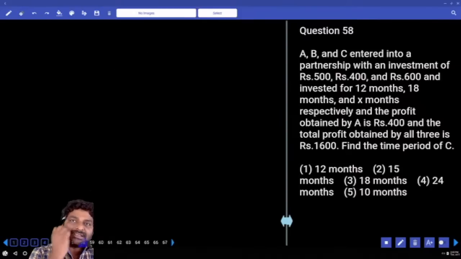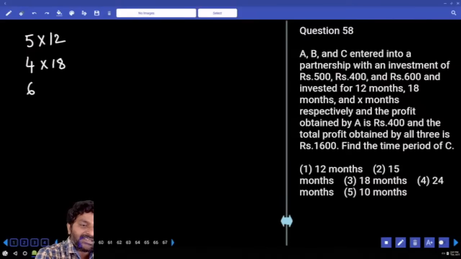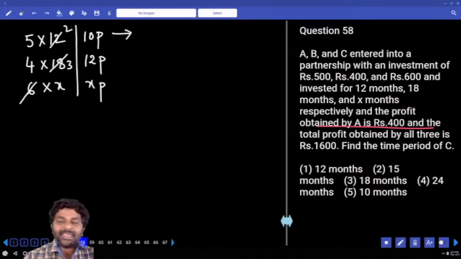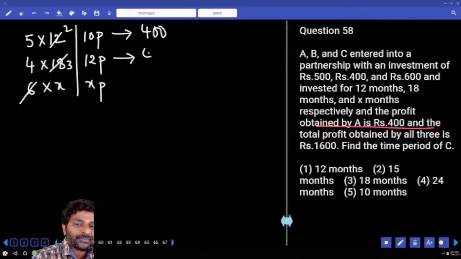Okay. Investments are having two zeros common. 5, 4, 6. A is there for 12, B is there for 18, C is there for X. Now 6 is 3 times 2 times. This is 10 parts, 12 parts, and then X parts, correct? And in the question itself, it is given A is getting 400 profit, right? That means 10 parts is equal to 400. 1 part is 40, 12 parts is 480.